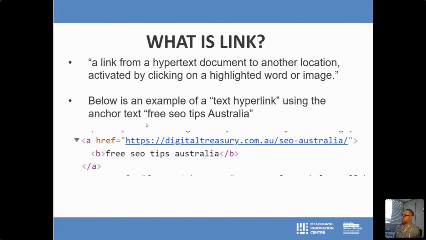Below is an example of a text hyperlink that is using the anchor text Free SEO Tips Australia. This is actually a link that I have from an article on another web page, which links to my article on digitaltreasury.com.au/SEO-Australia, and that says Free SEO Tips Australia. If you go and Google search SEO Australia, you will find that that article usually ranks in the top 3 for that specific term. So by including anchor text that is similar to the keywords you want to rank for, that's going to help you rank in Google.